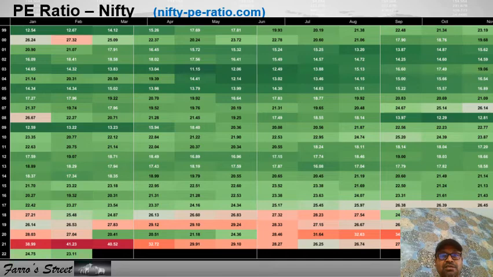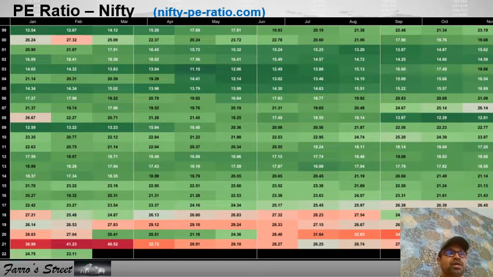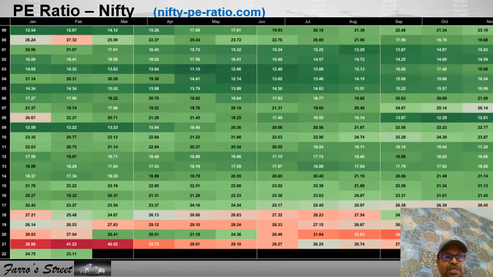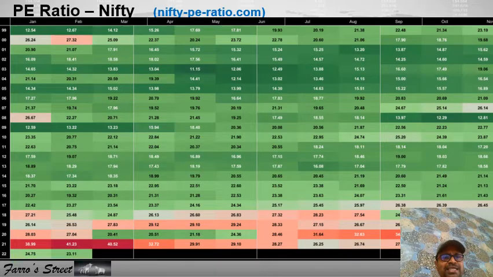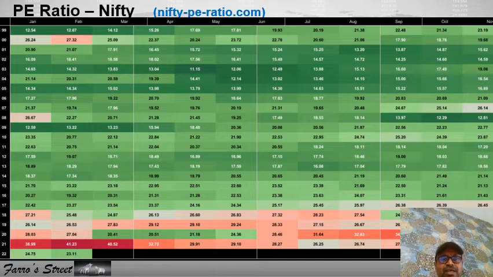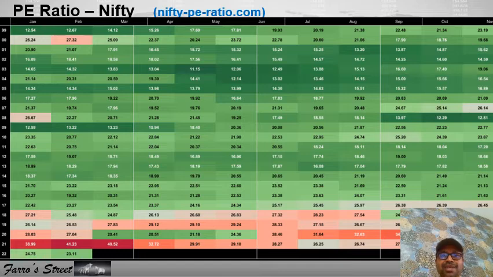The website is very simple, nifty-pe-ratio.com. There you can get the complete historical PE of the Nifty. Now, if you see on the left hand side, it's right from 1999 right up until 2022. Current PE is going at 23.11 and it's shaded in green. Now, what are these green and red colors? Dark green means the PE was at a very low value. Similarly, dark red means the PE was at a very high value.